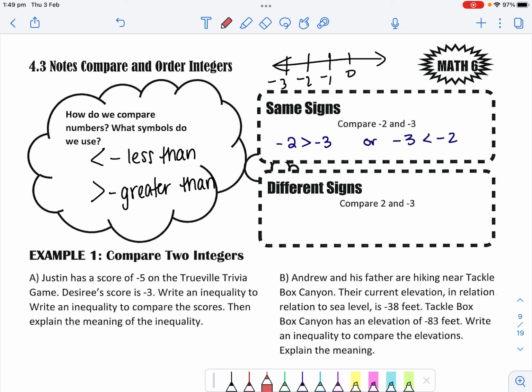When I'm comparing numbers with different signs, positives are always greater than negatives. So it doesn't matter what numbers you're comparing. So here I'm comparing 2 and -3. 2 is always going to be bigger than -3 because a positive is always bigger than a negative. So here I can write 2 is greater than -3 or -3 is less than +2.